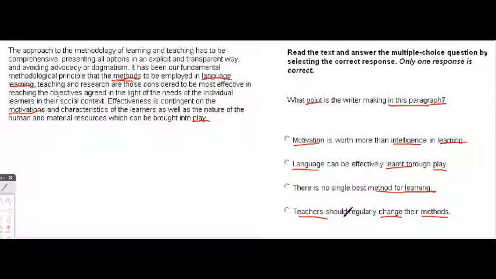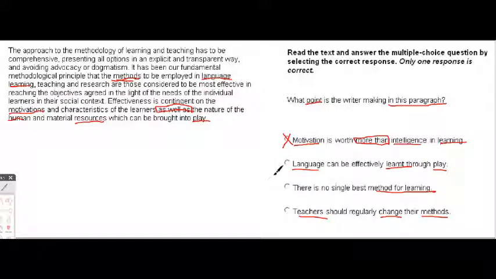So, motivation, intelligence, and learning. Here's motivation. Effectiveness is contingent on the motivations and characteristics of the learners, as well as the nature of the human and material resources. So, human resources would include intelligence. My trick here is that motivations is followed by the comparison word as well as, which is also or the same. And the question uses more than in the answer choice. So that gives me a clue that this is not the right answer.